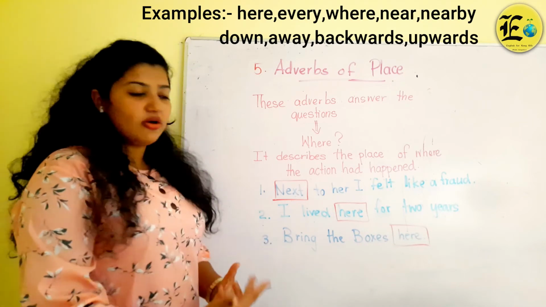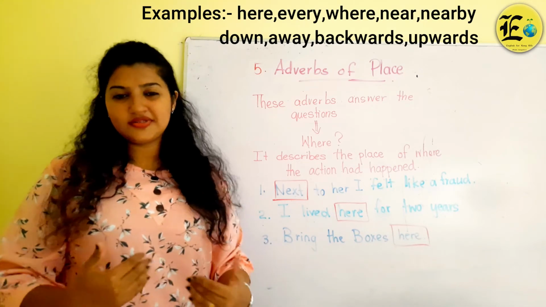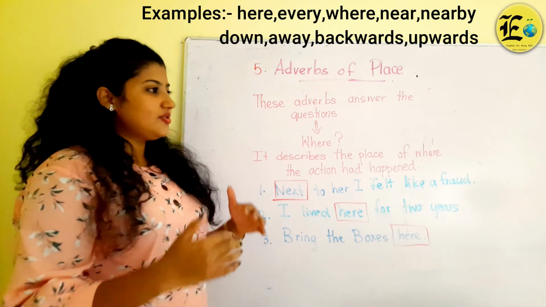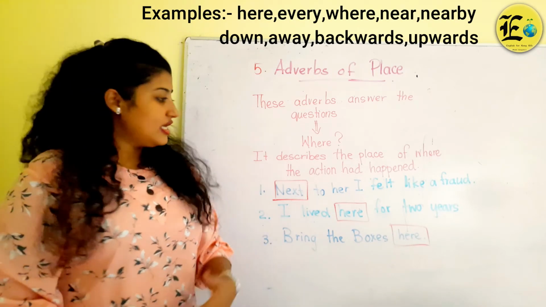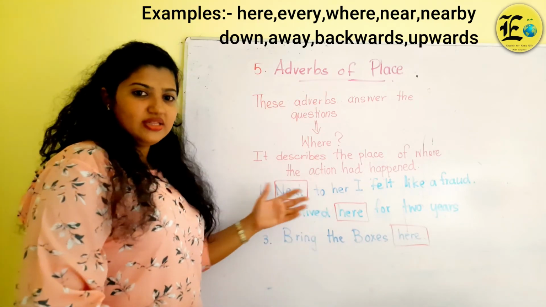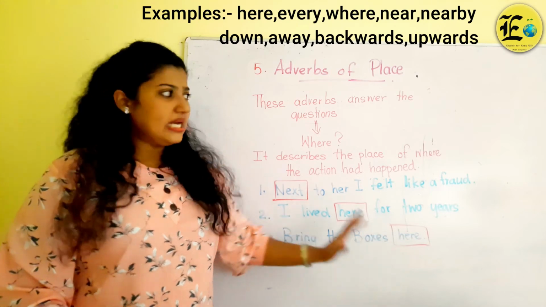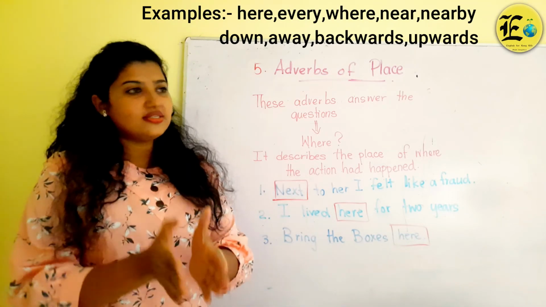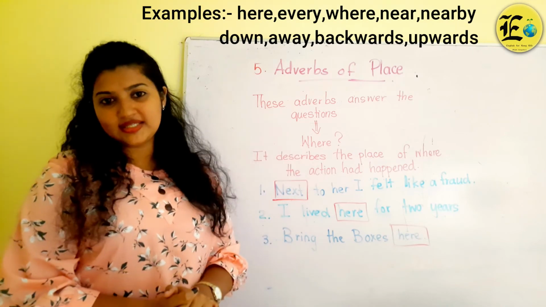Number 3, bring the boxes here. Where should I bring the boxes? You should bring the boxes here. So just like the previous examples, there are 3 positions that an adverb of place could take: the starting point, the middle and the end point. Apart from these examples too, there is a wide range of examples that could describe an adverb of place.